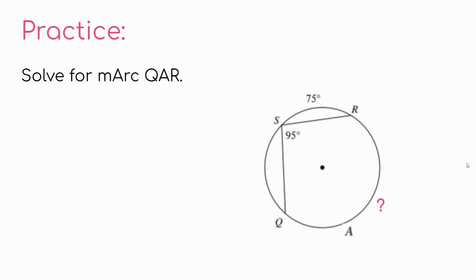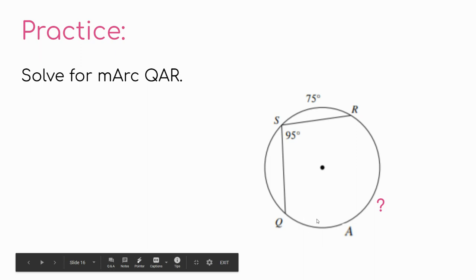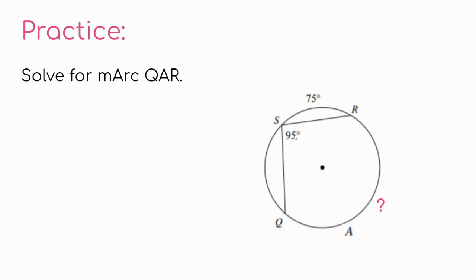So you should remember QAR is a major arc. It's this big one from Q through A to R. You should have noticed this angle QSR is an inscribed angle that creates the arc. Inscribed angles are half, so we're getting bigger. 95 times 2 is 190.